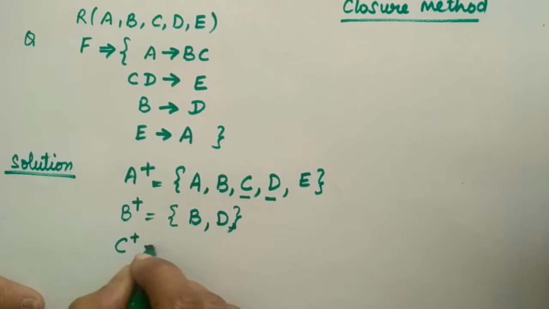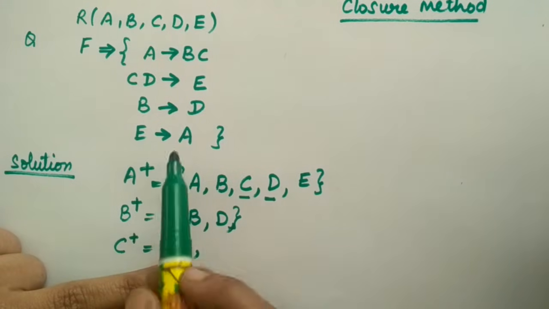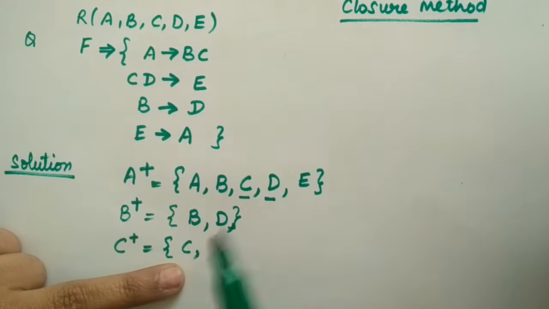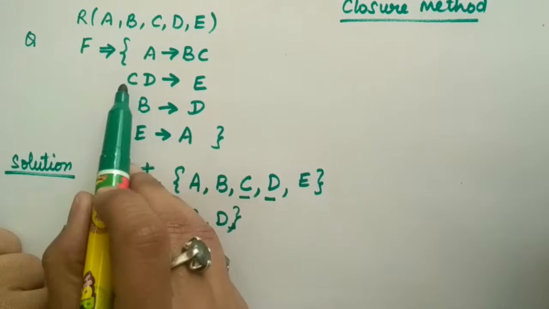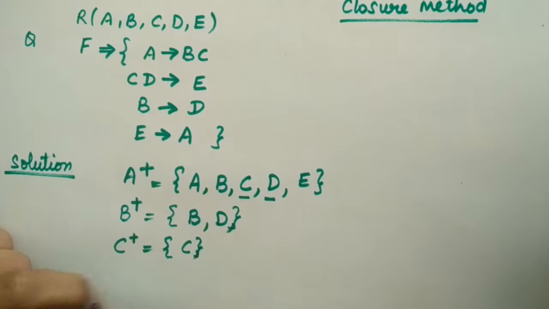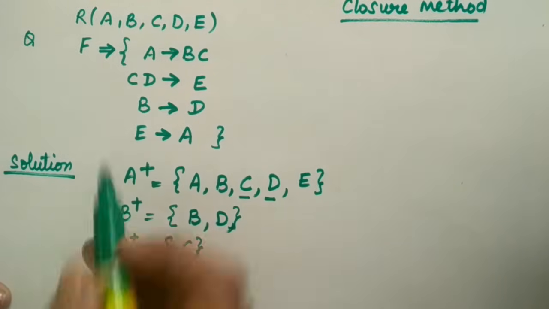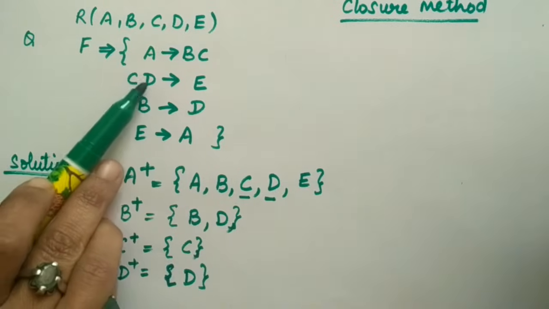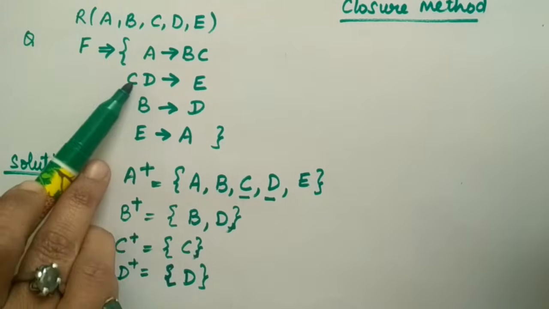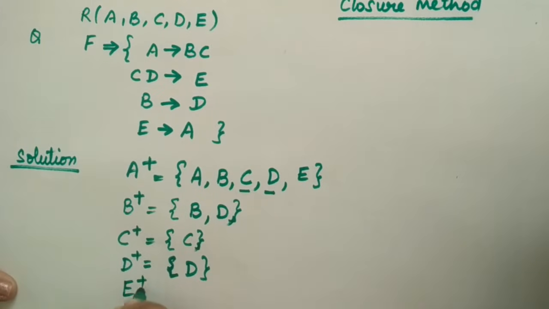Now I will find the closure of C. With C closure, I can reach C itself. Then with C, can I move to any other attribute? I have only one attribute C. With C I need D, but I do not have D here. So I cannot move further. This ends here. Now closure of D: D itself, no other attribute I can reach because with D I need C to reach E, but I do not have C here. So this ends here.